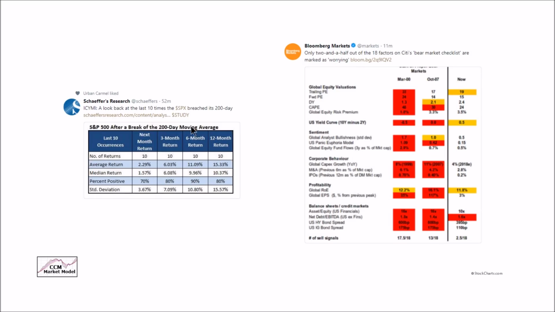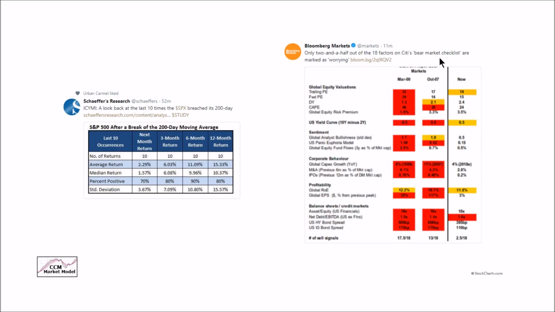Schaefer's Research took a look back at the last 10 times the S&P 500 breached its 200-day moving average. The average return looking out 1 month, not negative, positive, 2.29%. The average return looking out 3 months, not negative, positive, 6%. 6 months, positive return of 11% on average. A year later, on average, after breaking a key trend line, the average gain was 15%.